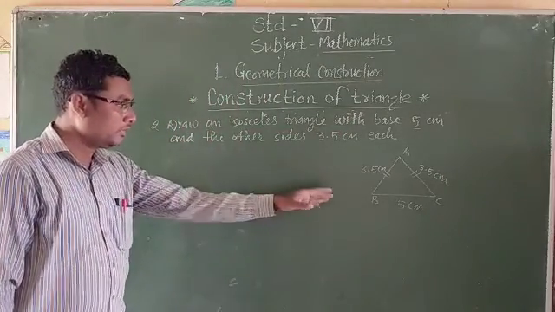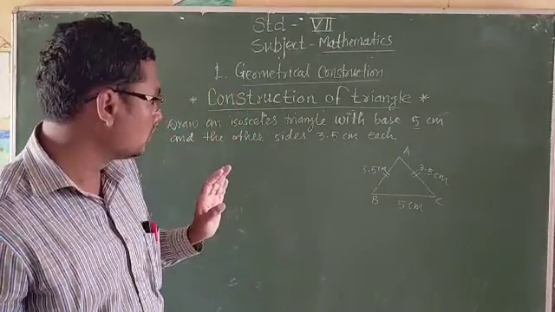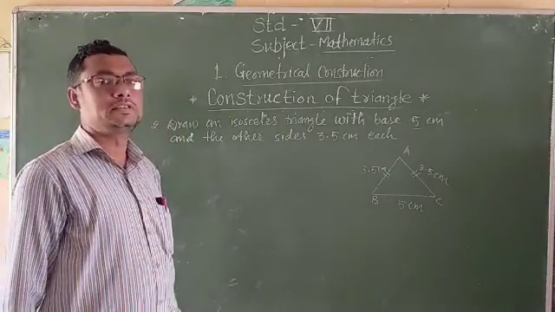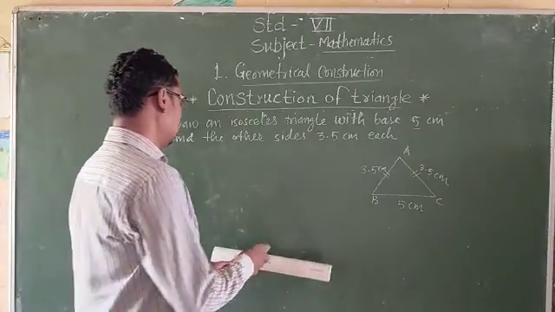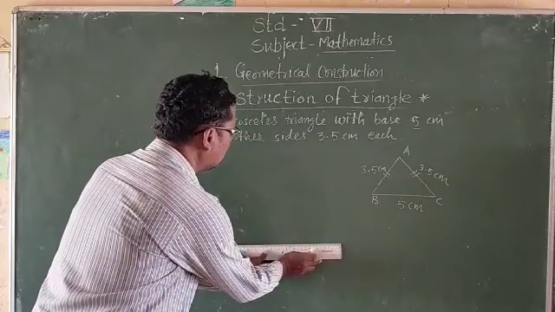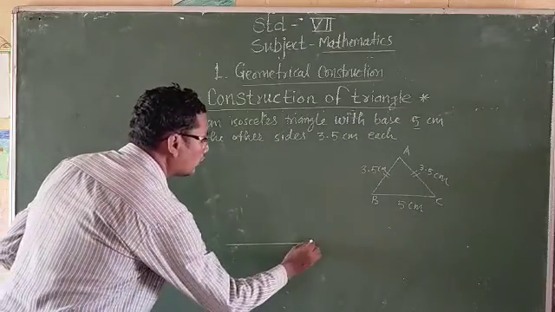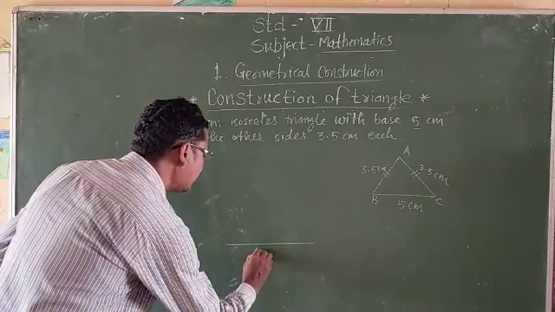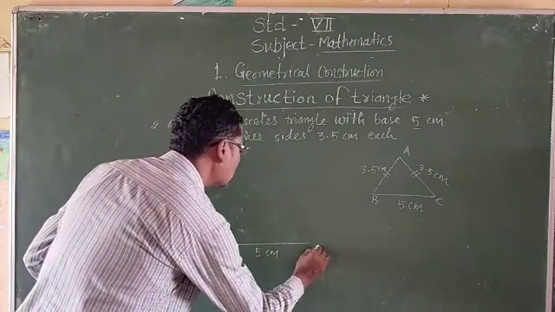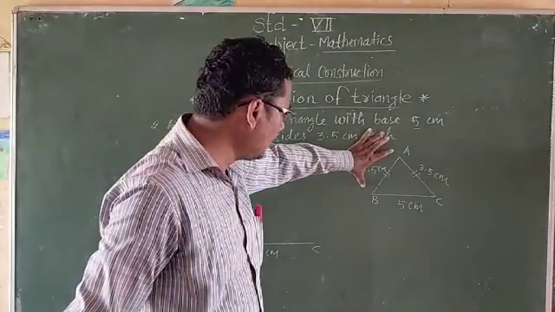Now we draw a rough figure. By using this rough figure, we have to construct the triangle ABC. First we take BC of 5 centimeter. Suppose this is 5 centimeter. BC is 5 centimeter. Now, how much distance do you have to take for AB?